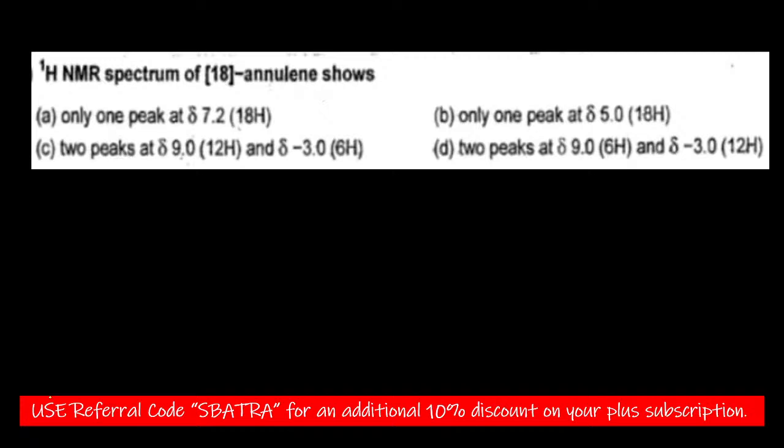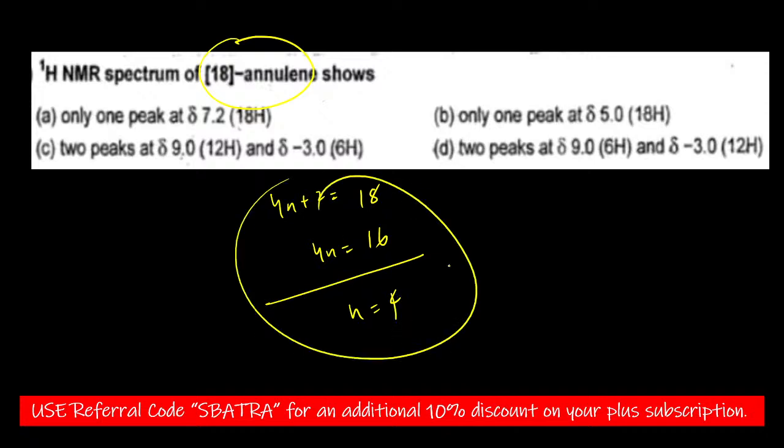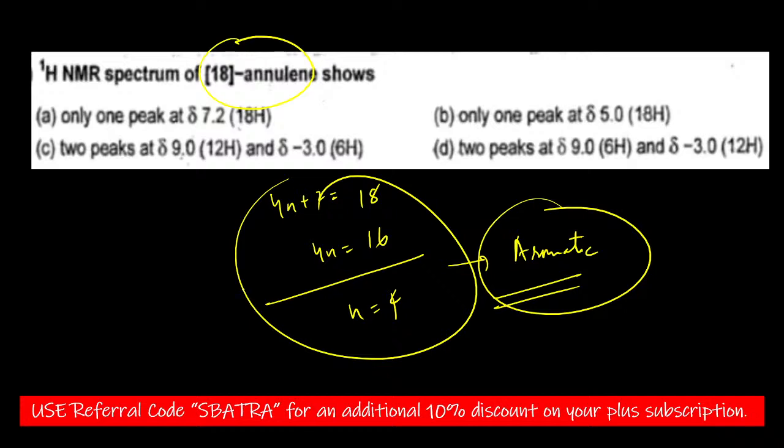Okay, so let's solve this question. It's an 18 annulene system. So 18 annulene means 4n plus 2 is equal to 18, so 4n is equal to 16, and n is equal to 4. So the system is aromatic. This annulene ring is basically aromatic, okay.